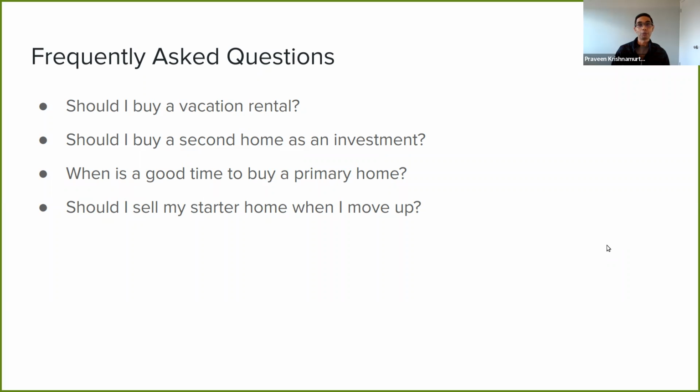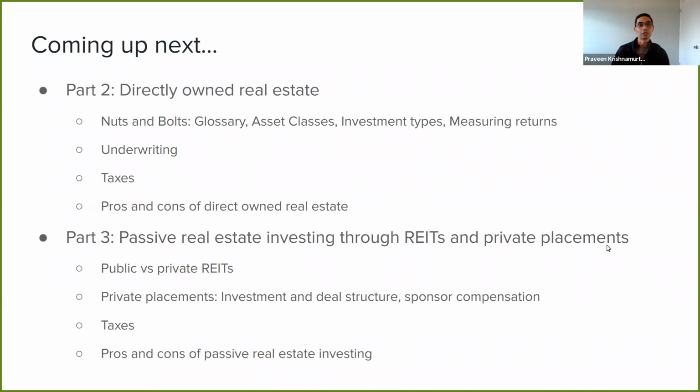With that, I'll open up for questions. Well, actually, I just want to give you a preview of what's coming up next. In part 2, we will talk about directly owned real estate. We'll go over some nitty-gritty, like the different asset classes and different types of investment. Again, we'll revisit how to measure returns, how underwriting is done, what the tax ramifications of owning real estate as an investment are, and some of the pros and cons. Is this for me? Who is this right for? We'll answer those questions.